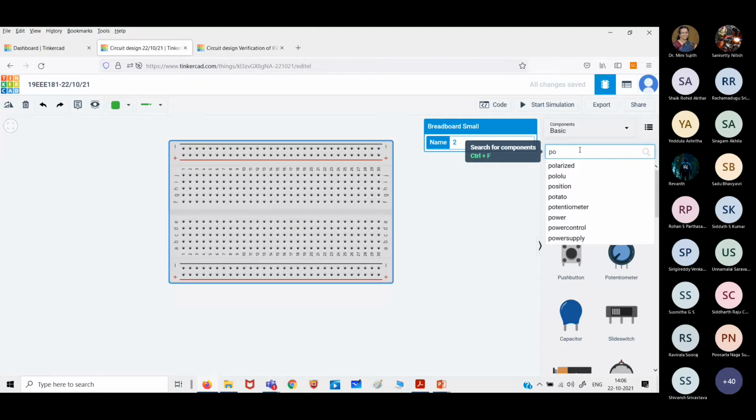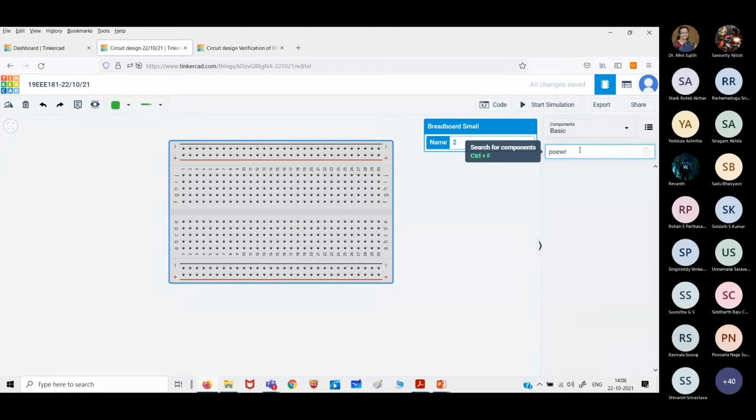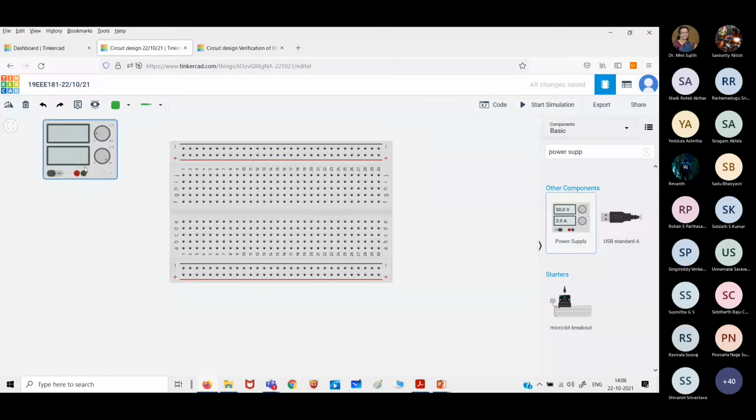Okay. Now we will take the power supply. Write down power supply. The moment you give that, immediately you can see the DC power supply will appear. Click it, drag it, place it here. Okay. Done, everyone?